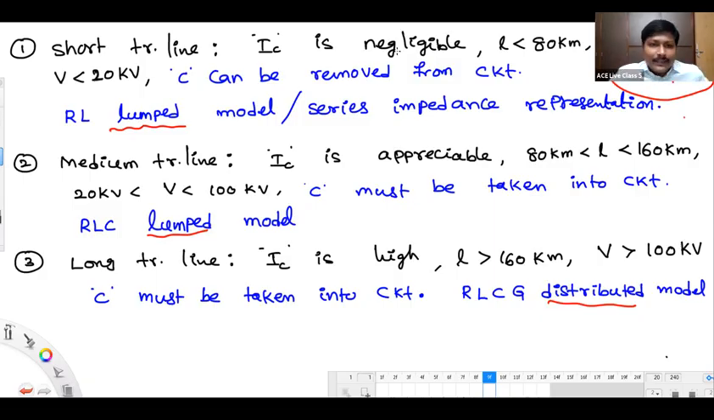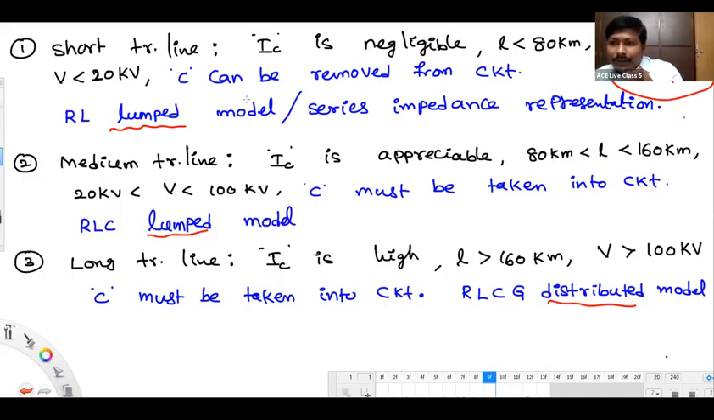In this way, analysis. A 50 kilometer length of line. Just listen to my words, please. Listen to my words concentratedly. 50 kilometer length of line. I want to do steady state analysis now. Which model do we have to use? Which model do you suggest? You suggest to go for the RL lumped model because it is less than 80.